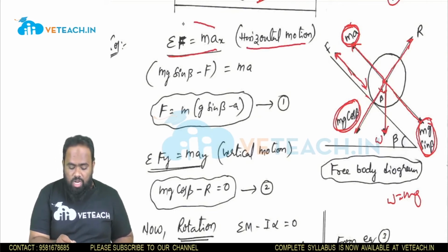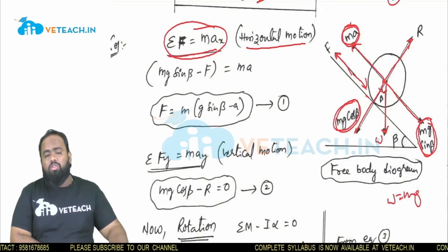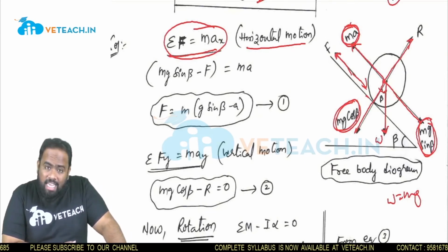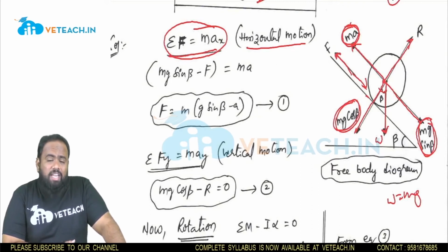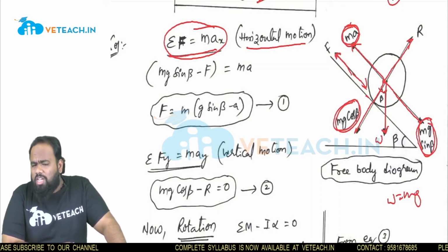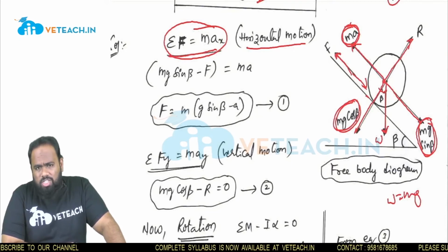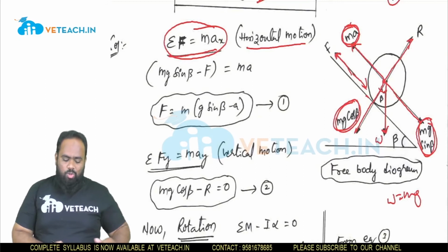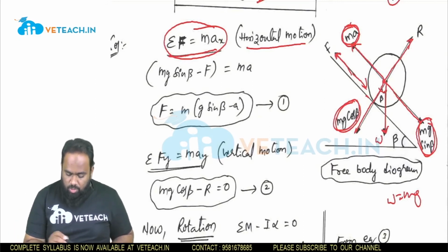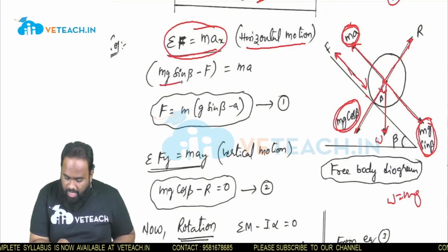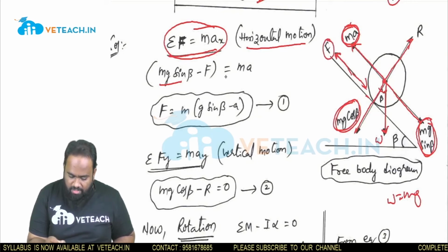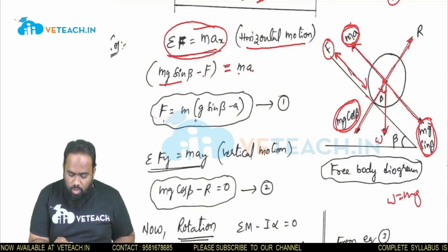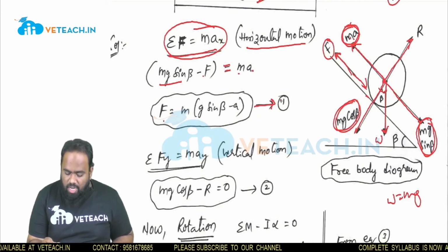For horizontal motion, apply D'Alembert's principle. All the horizontal forces applied on the body are equal to mass into acceleration in the x direction. What is the vertical direction acceleration? 0, because the body is not going vertically. So now take the algebraic sum of the horizontal forces: mg sin beta minus f is equal to ma, then f is equal to mg sin beta minus ma, equation number 1.